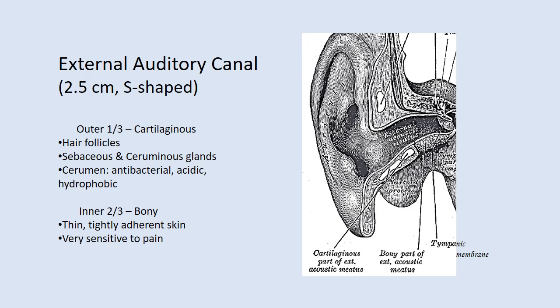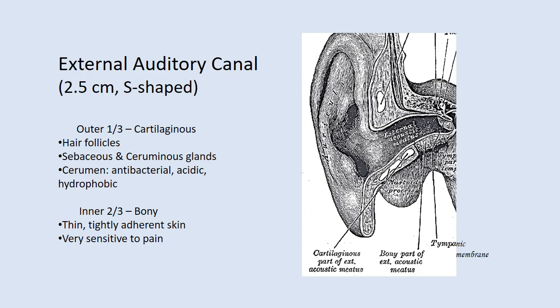Now, why is wax important? It's not just dirt. It's hydrophobic, acidic and has antibacterial properties. It's a natural defense mechanism. Also, the skin of the entire canal has a remarkable capacity to migrate. It grows outwards, carrying debris and old wax with it, a natural self-cleaning mechanism.